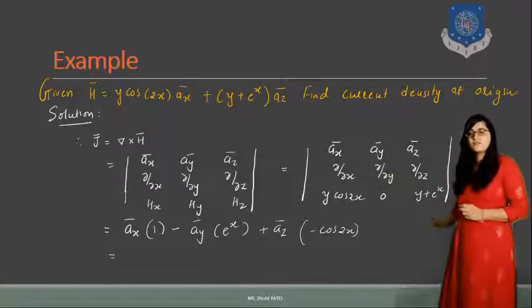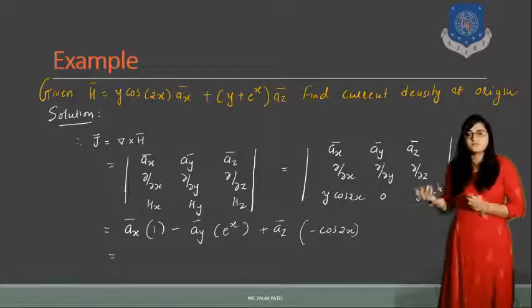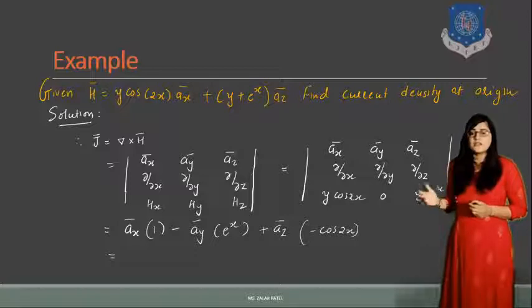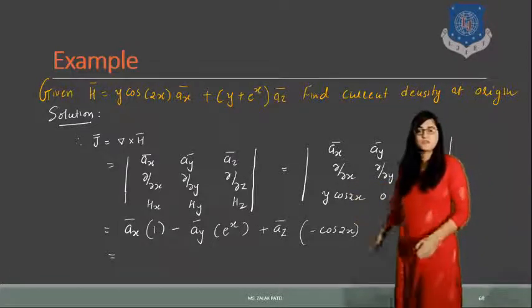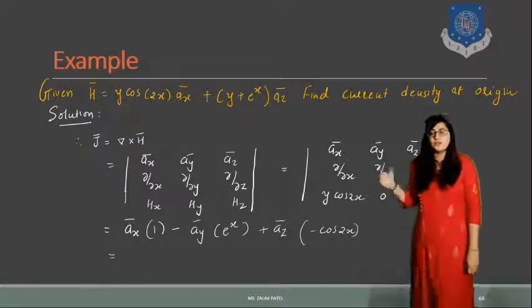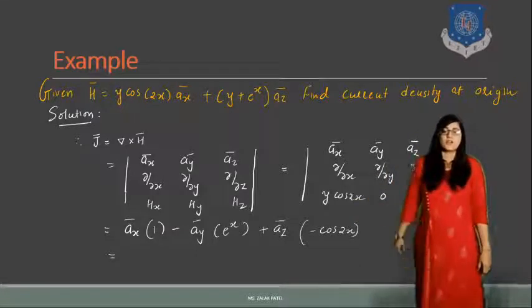Only del by del x of y plus e raised to x is there. Integration of e raised to x, differentiation is e raised to x. So that's why a_y into e raised to x plus a_z. You have to take first and second column minor.